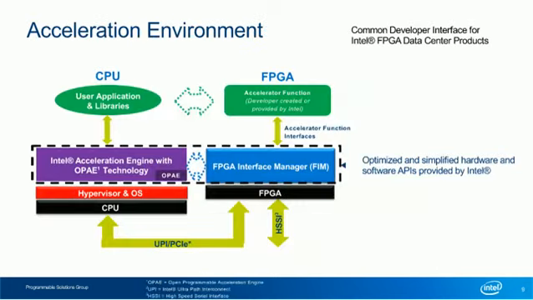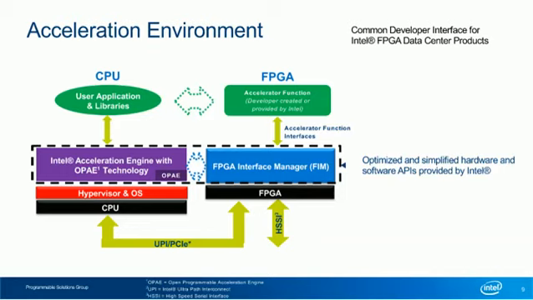At the heart of the acceleration stack is the acceleration environment for Intel Xeon CPU and FPGAs. Here we see the CPU on the left and FPGA on the right. The goal is to allow user applications running on the CPU to take advantage of the accelerator function on the FPGA, which can be created by the developer or provided by Intel or third-party vendors. A layer down, the acceleration environment has a software component, the Intel Acceleration Engine with OPAE technology, and an FPGA component, the FPGA Interface Manager.